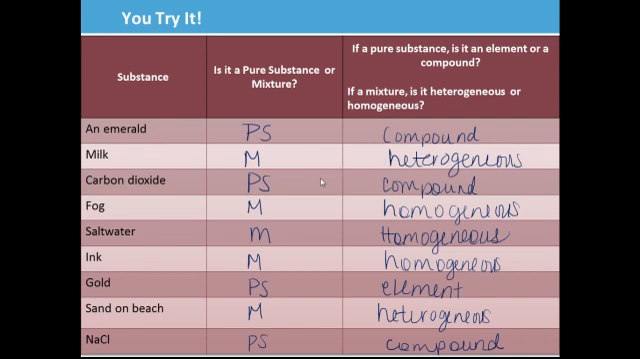Carbon dioxide is a pure substance. It is a compound. Fog is a homogeneous mixture. Salt water is absolutely a homogeneous mixture. Ink is a homogeneous mixture, and in fact in this assignment you're going to possibly be working with ink. Gold is a pure substance. It is an element. Sand on the beach is a heterogeneous mixture. And NaCl, as we've mentioned so many times already, is a pure substance, a compound.